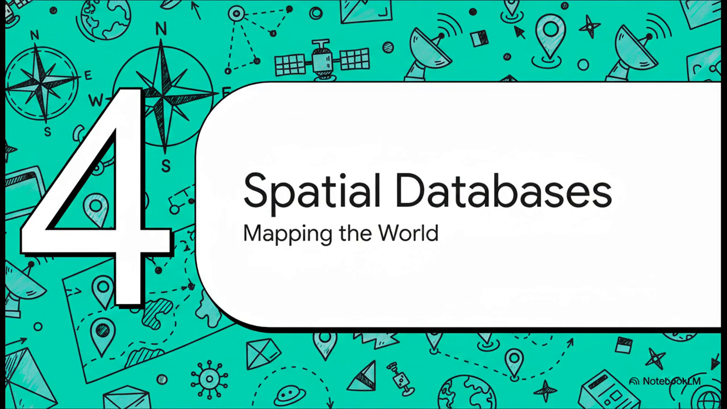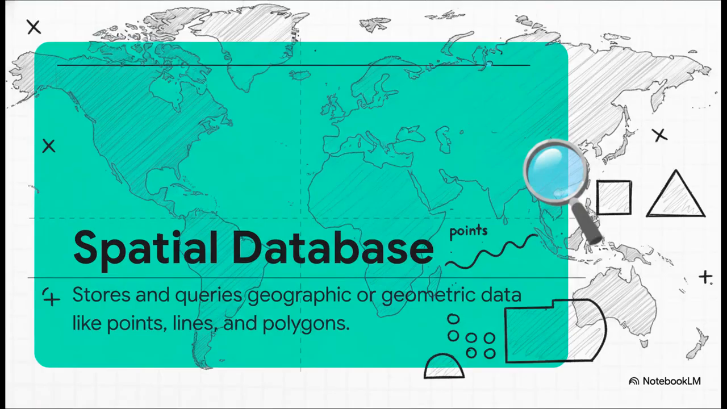All right, let's jump to Section 4, Spatial Databases, Mapping the World. So a spatial database is this incredibly cool tool built specifically to understand physical space. It's completely optimized to store and query geographic or geometric data. We're talking specific latitudes, longitudes, exact coordinates, and even complex shapes like points, lines, and polygons that map out rivers, land boundaries, or city buildings.